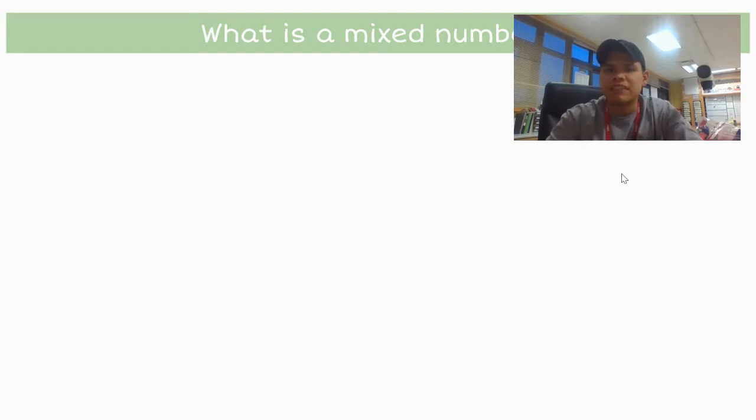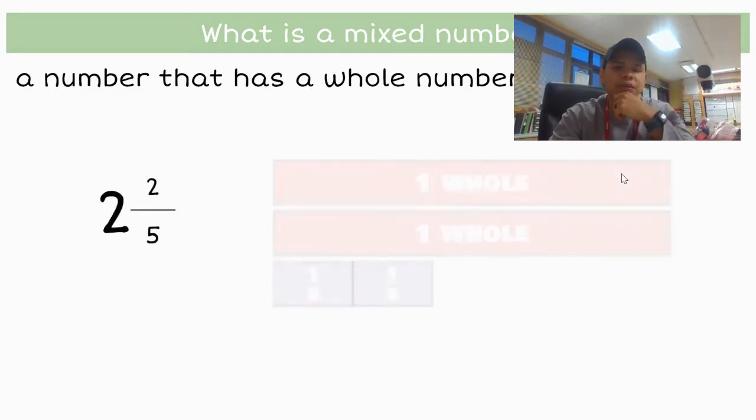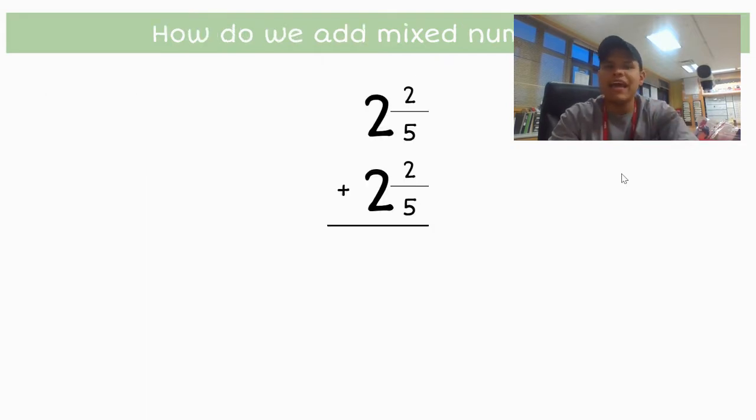Let's review what a mixed number is. Remember, a mixed number is a number that has a whole number and a fraction. So we've looked at the example 2 and 2/5 in the past. There are two wholes, that's your whole number, and then the fraction is 2/5. So how do we add mixed numbers? How do we add 2 and 2/5 plus 2 and 2/5?